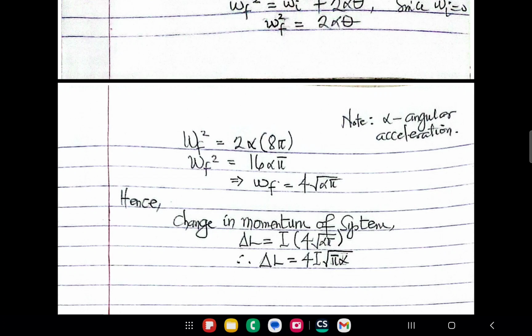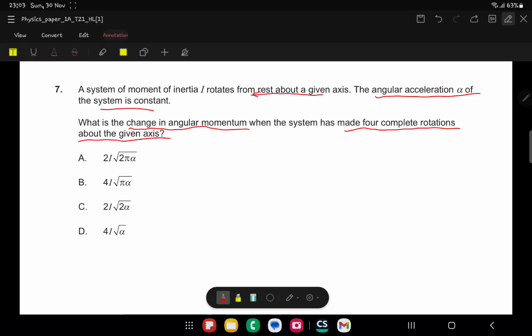Now let's switch back to the question and choose from the possible answers which is our answer. Looking at all the answers we are given here, straight away we note that B is our correct answer.